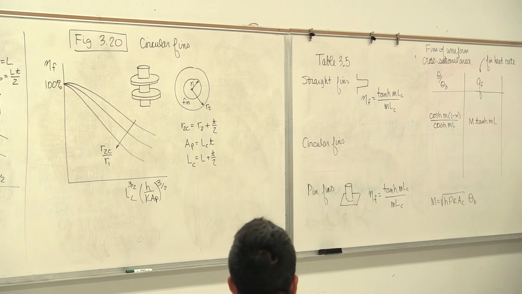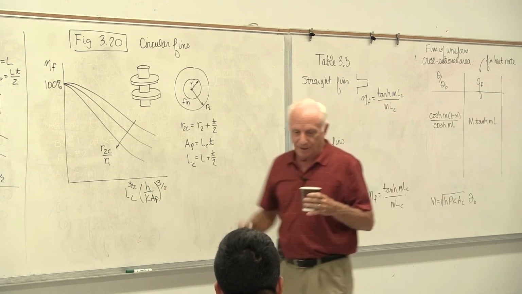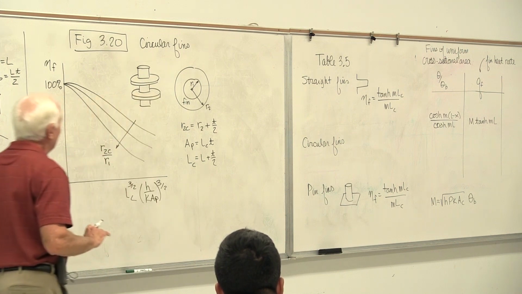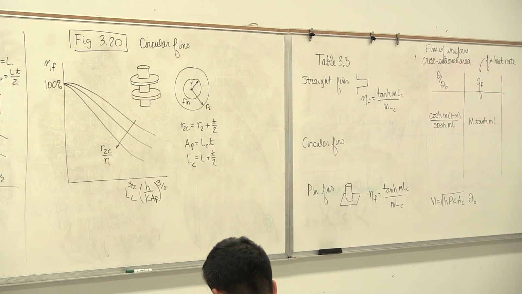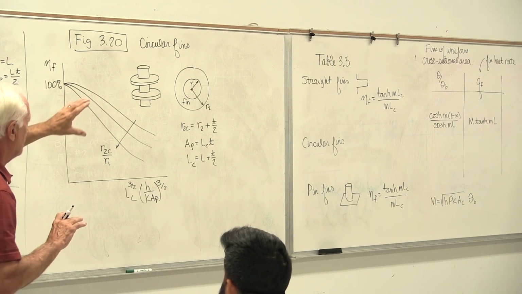So the fin efficiency is the same formula for pin and straight? Mm-hmm, but the m is different, and things like that. Yeah, because they both come out from a wall, and they both have uniform cross-sectional areas. Now, when you use figure 319, 320, or table 3.5, you're going to get an efficiency.